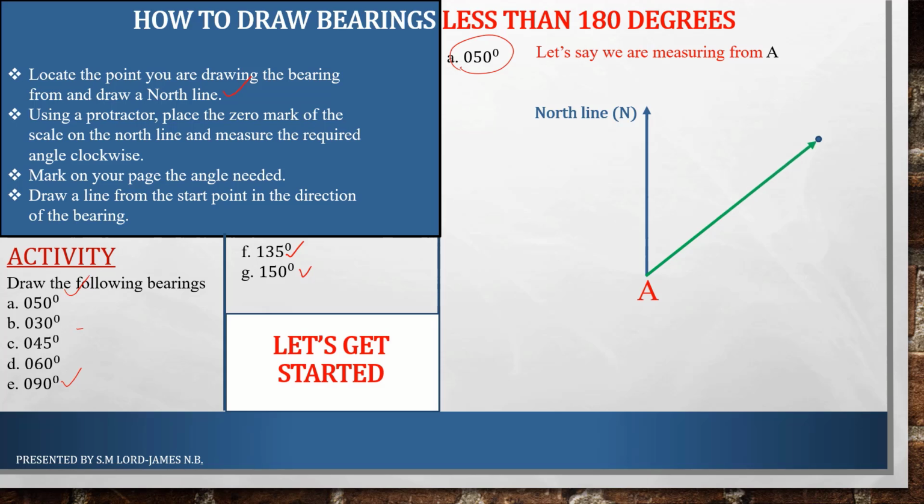So this bearing, let's say this is the bearing. If we call this point B, this angle is 050 degrees. So 050 degrees is the bearing of B from A. So that's it. Let's go to the next, 090.